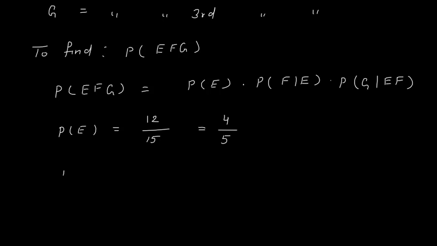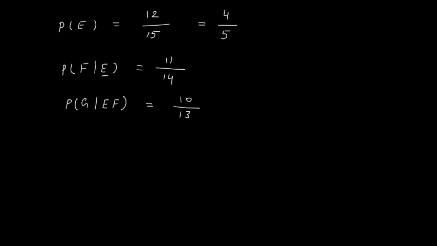Probability of F given E is that the second orange is good when I know that the first orange is good. So now I have a total of 11 good oranges, because one good orange has already been taken out, and the remaining oranges are 14. So the probability of F given E is 11 upon 14. And the probability of G, when I know that the first and second oranges are good: the remaining good oranges are 10 and the total remaining oranges are 13.